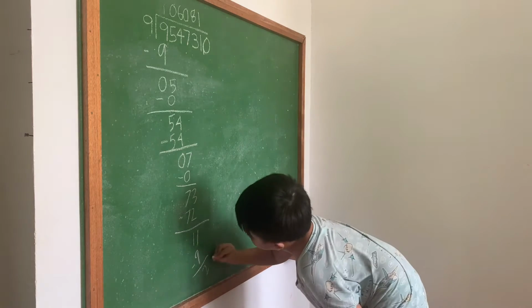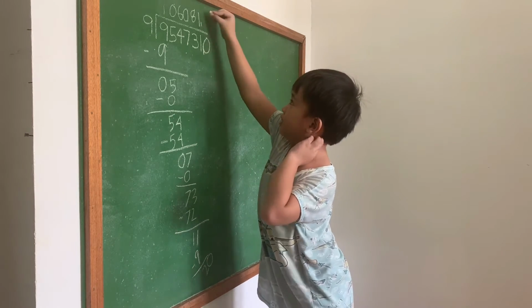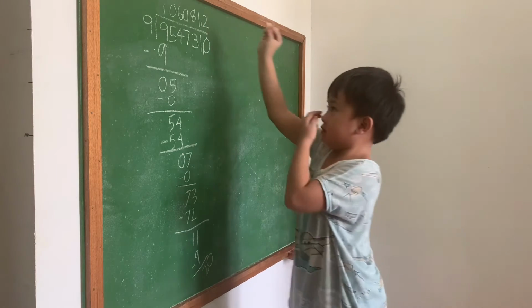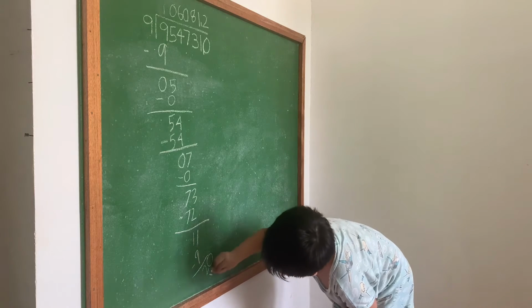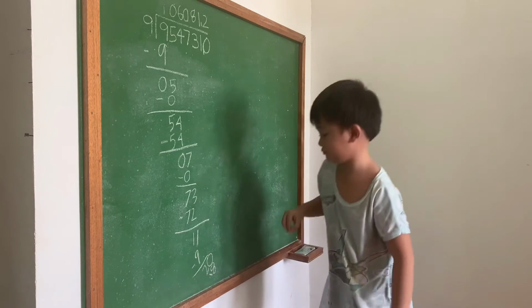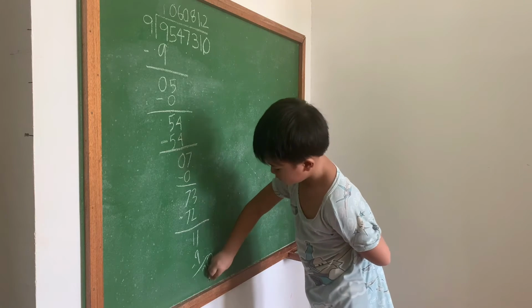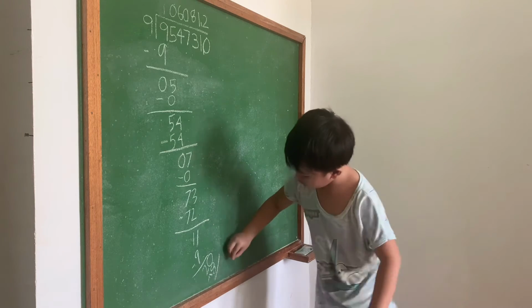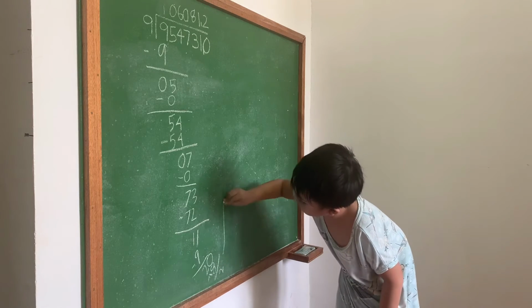Bring down 0. So point again, 2. 2 times 9 equals 18. Now 20 minus 18 equals 2.